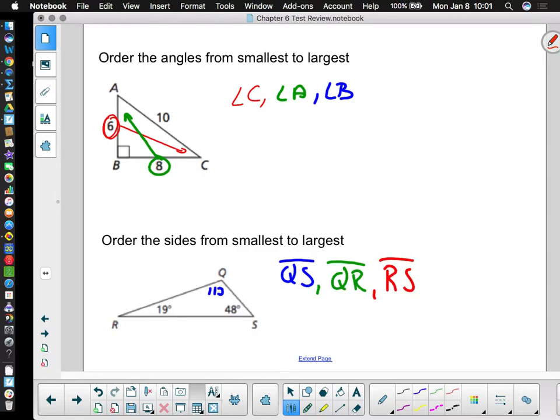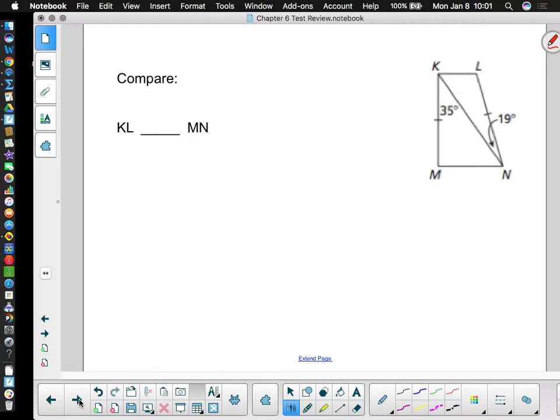Remember, if you're naming an angle, you need an angle symbol. If you're naming a side, you need a segment symbol. It's been that way since chapter 1. So please remember to use your symbols properly. Which one's bigger, KL or MN? Or are they equal? MN is clearly larger, isn't it? Because it's pretty obvious. The 35-degree angle is way bigger than the 19-degree angle, so this side has to be the longer side, okay? Because you have side, angle, side going on there, but the angles are different, so the third sides have to be different.